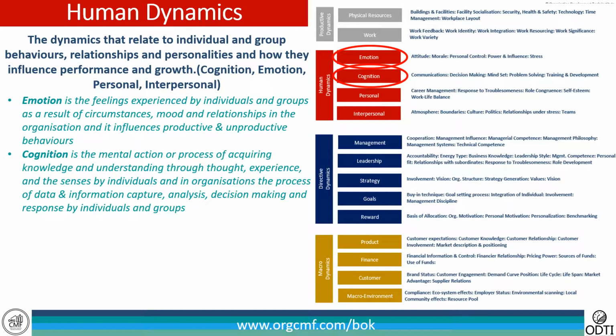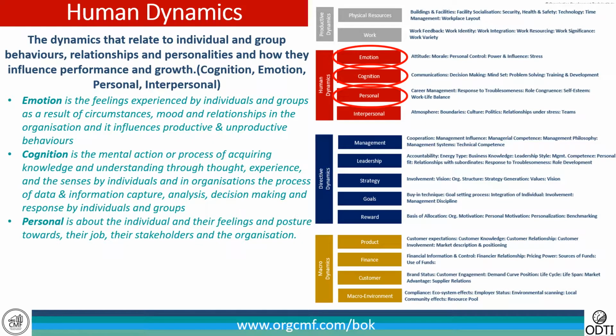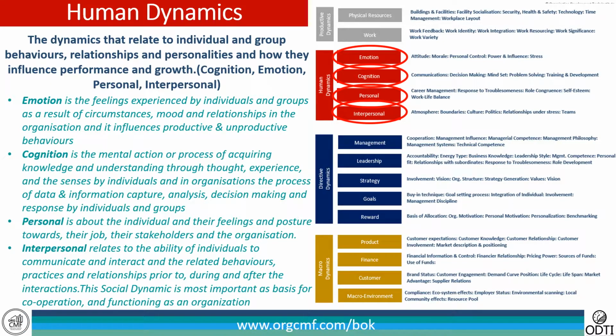The cognition dynamic is concerned with how individuals, teams, and functions access, receive, process, and act on both tangible and intangible information, where decision-making is a central element. The personal dynamic focuses on individuals as regards their role and career and their place in the team, the function, and the organization. Whereas the interpersonal dynamic is concerned with the relationships and interactions between people, both formally and informally.